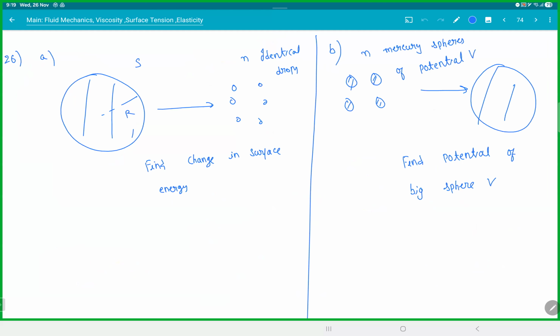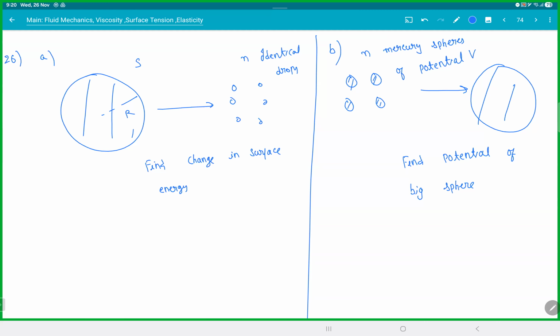You have done this thing. We have a solid sphere. It is broken into n identical drops. Find the change in surface energy. Similar question in electrostatics. We have n mercury spheres of potential V. They're all combined. Find the potential of the big sphere. So these are two questions where you combine drops. One you break and one you combine. These are the two chapters that I remember.